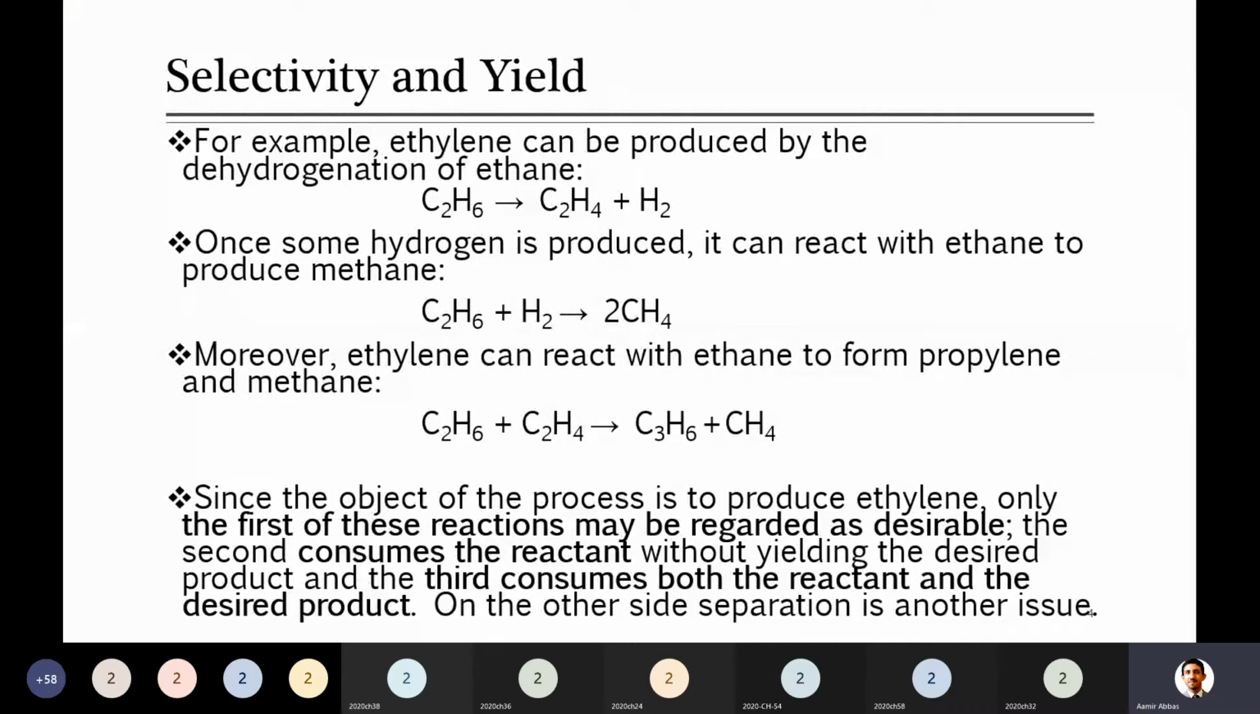If you look at the second reaction, our reactant is consumed. I already told you that this will reduce the amount of desired product because your reactant is being consumed to produce something else. As well, in the third reaction, both reactant and product are being consumed. So in such reactions, there is the loss of your desired product, as well as the problem of separation. You have to separate all these: methane, ethane, ethylene, propylene, hydrogen. So that's another cost.